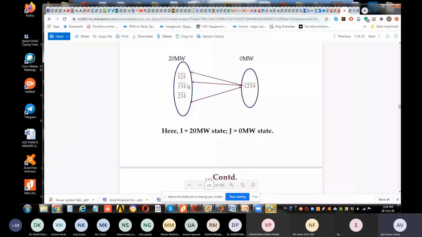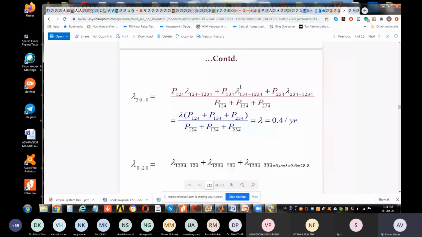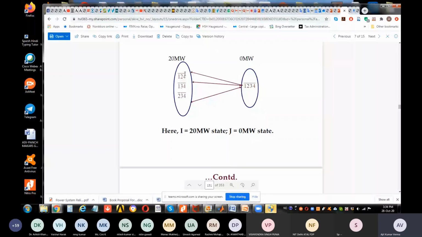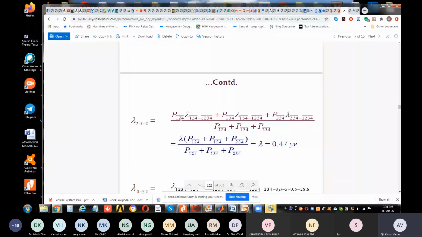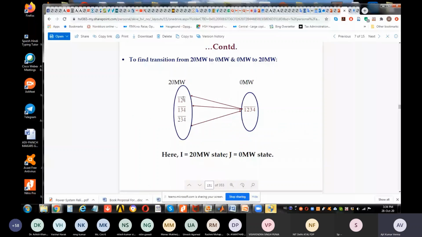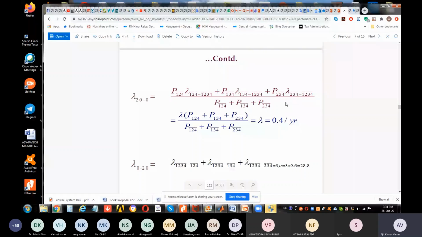There aren't too many. So from 1, 2, 4 to 1, 2, 3, 4, then 1, 3, 4 to 1, 2, 3, 4, then 2, 3, 4 to 1, 2, 3, 4, for the transition rates. And some of these probabilities, the state probability. Okay, so 1, 2, 4 to 1, 2, 3, 4, yes.